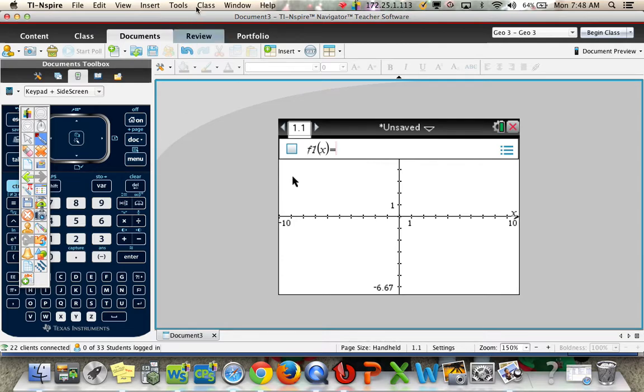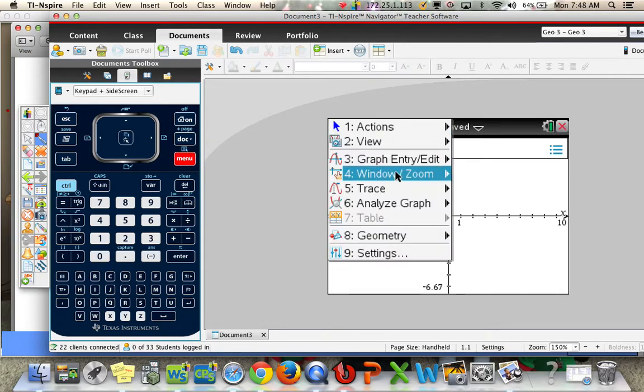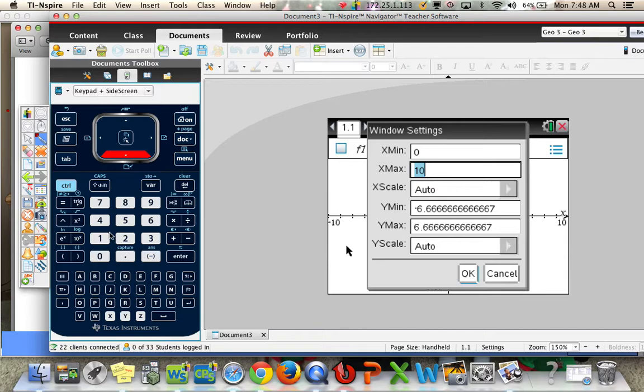All right, so let's type in our function. f of x equals 150 divided by x. And let's change our window by going to Menu, Window/Zoom, Window Settings. And again, we said our minimum would probably be 0 or 1, but we'll put 0. Let's just say we had 25 friends. And for the minimum, we'll just put 0, but it'd probably be like $6 if there were 25 of you, to a maximum of 150. You could go a little bit higher. Let's go a little bit higher.